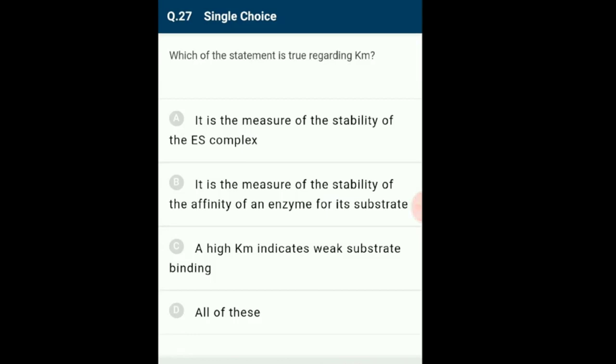Michaelis and Menten in the year of 1913 introduced a constant Km that is generally called the Michaelis constant. It is a mathematical constant which indicates the substrate concentration at which the chemical reaction catalyzed by an enzyme attains half of its maximum velocity. It is generally called Vmax. Km indicates the affinity of the enzyme for its substrate. So the answer is option D, all of these.